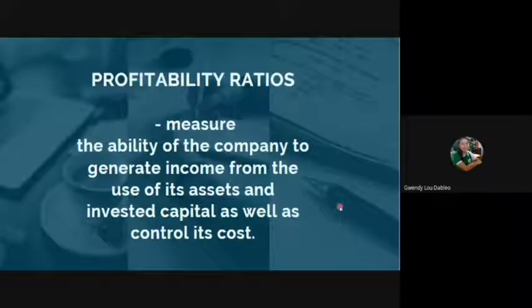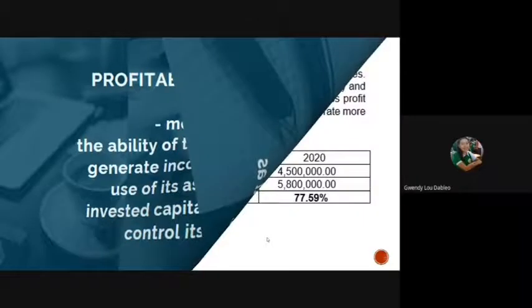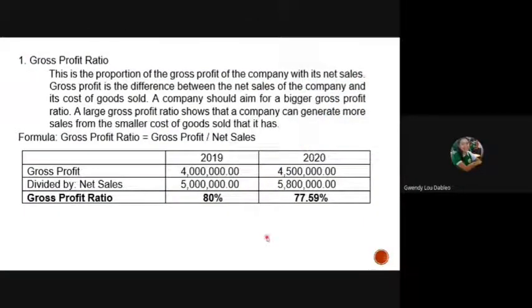The profitability ratios. Now for profitability ratios, this measures the ability of the company to generate income from the use of its assets and invested capital as well as control its costs. So for the first type of ratio, gross profit ratio, kindly read Shannon Lay.